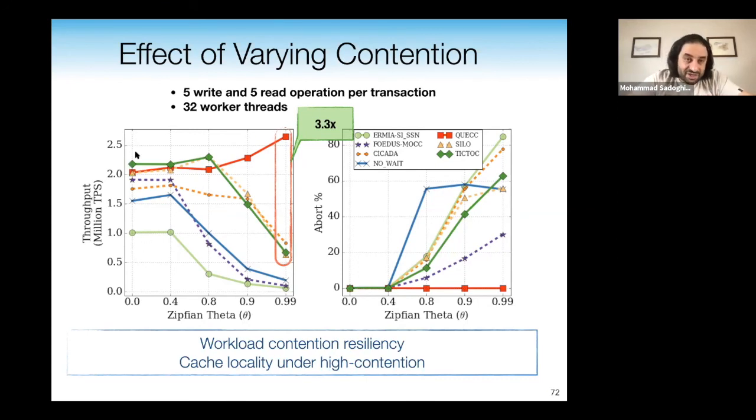When the transaction is of low contention, in this region, as I said, most concurrency protocols do fairly well. It only becomes interesting when things are no longer low contention and become high contention. In fact, what we see is that, first of all, for QCC, which is the red one, the abort rate is zero. There is no abort because, as we described, since we plan things, there are no aborts.